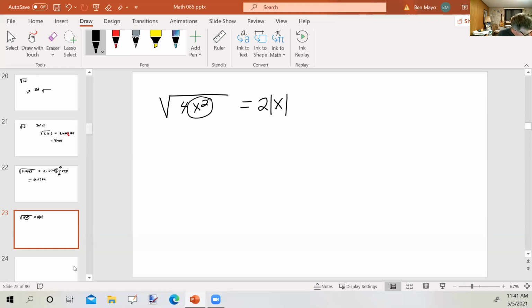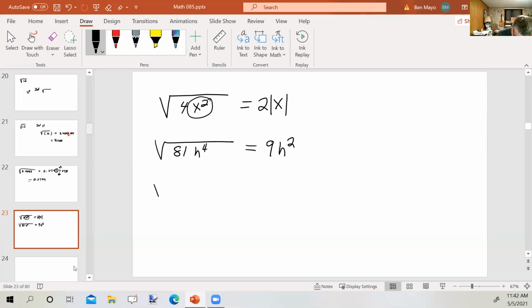Now, what about this situation? The square root of 81h to the 4th power. The square root of 81 is 9. The square root of h to the 4th would be h squared. Do I need absolute value bars here? No, I don't, because even if h is negative, h squared in our answer would not be negative. So no absolute value bars needed there.